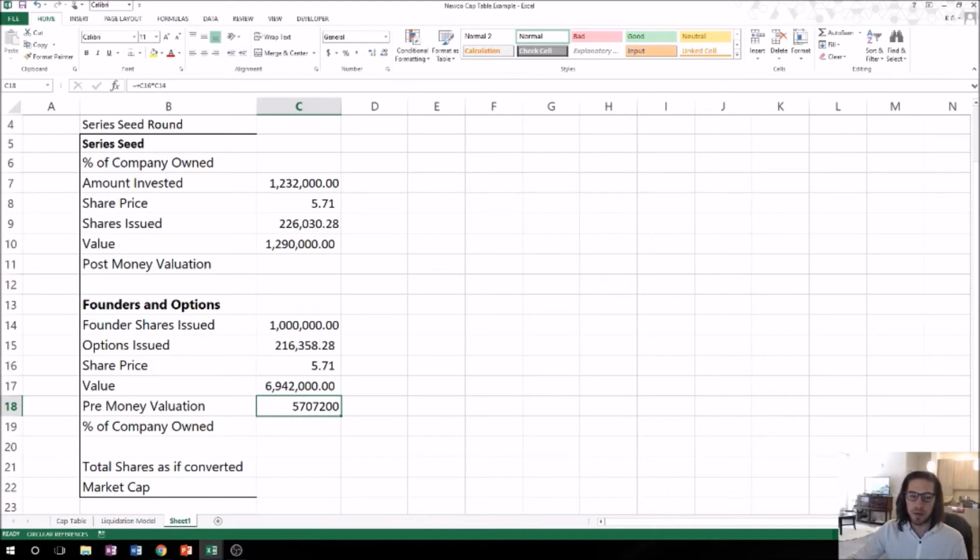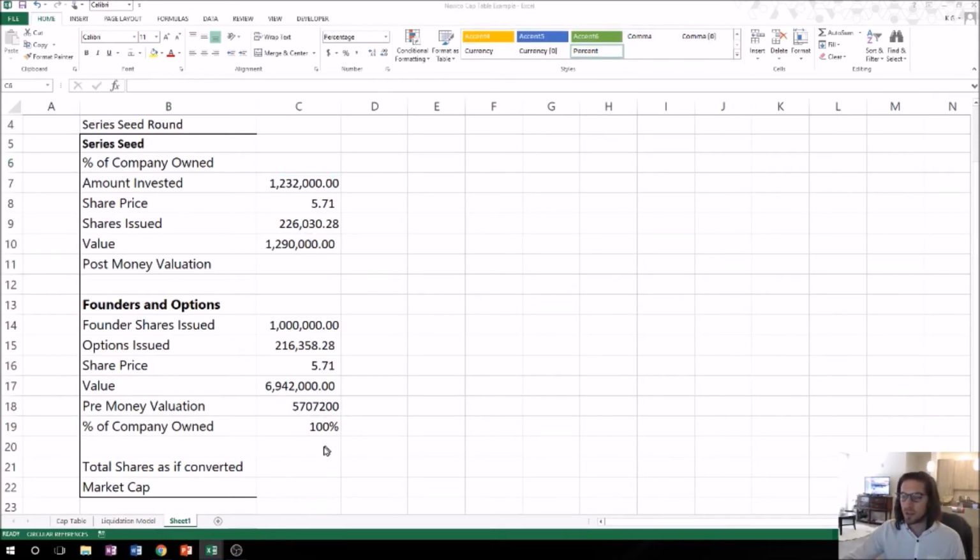So then we can do percent of company owned. Percent of company owned is going to be 1 minus this. So the Series Seed owns this amount. The founders own this amount. Of course, as of right now, the founders own it all because we haven't input a number or calculated the number for percent owned by the Series Seed. Okay, so now it just takes a couple more calculations to figure out these other things.